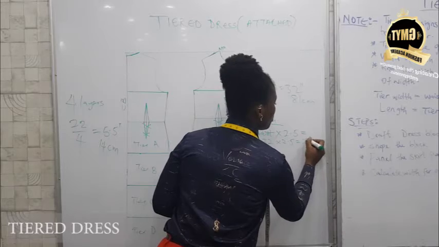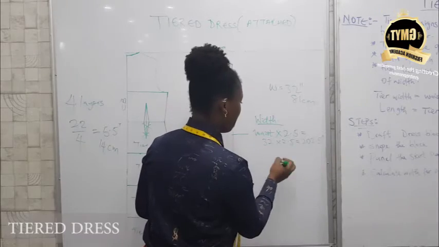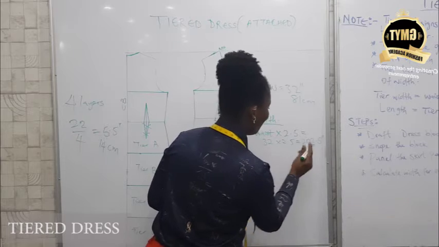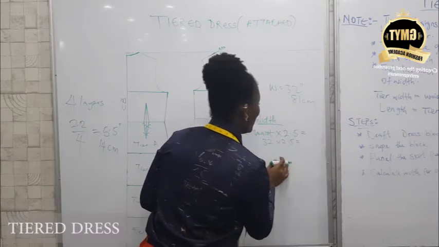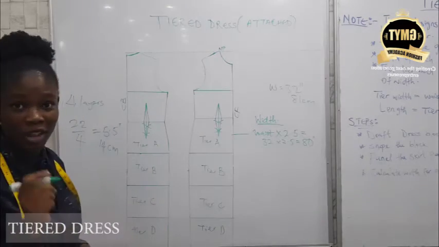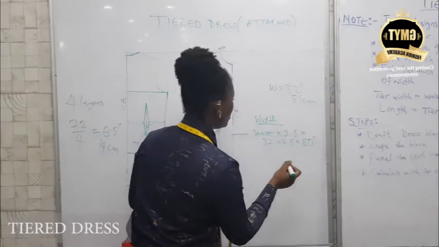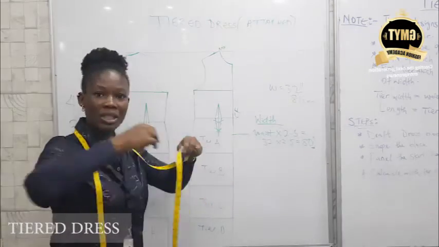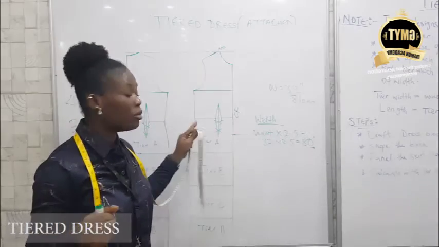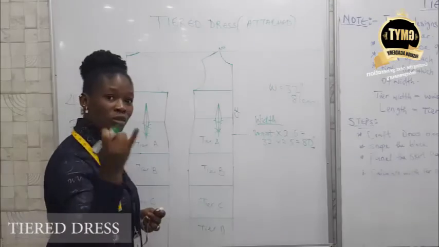So this gives me 202.5. That's 81 times 2.5. It gives me 80 inches. Sorry, I'm working with inches. You can convert to cm. So it gives me 80 inches. So this 80 inches is the width I'm going to measure out from the fabric I have that I'm using for my tier 1. Remember, this 80 inches has covered both front and back.